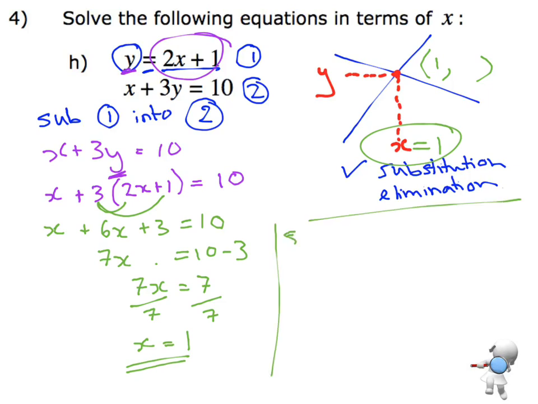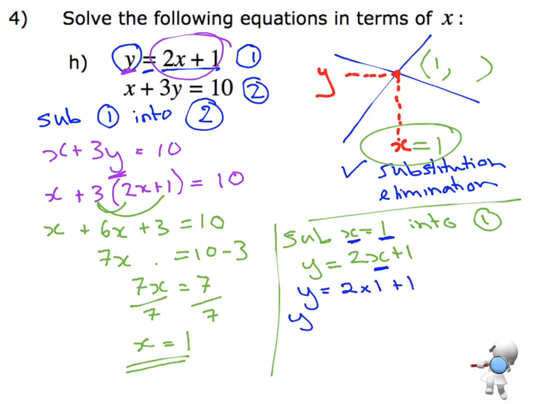Now I'm going to substitute x equals 1 into either equation 1 or equation 2. I'm going to choose equation 1 simply because it's already in the form y equals, which is what I'm trying to find. I'm trying to find that y value. So I am going to replace the value of x in this formula with the number 1. That's going to give me y equals 2 times 1 plus 1. Now 2 times 1 is 2, plus 1 is 3. So I have now just found my y coordinate for the point where these two lines meet.